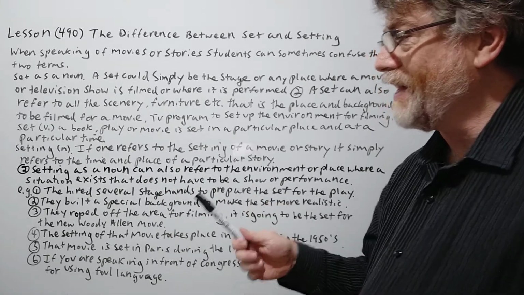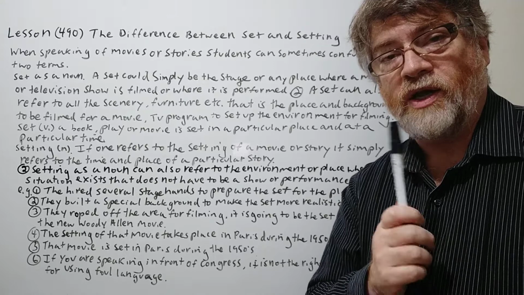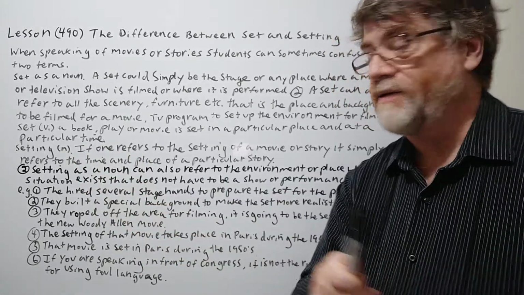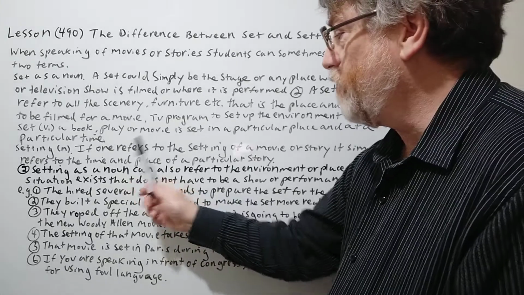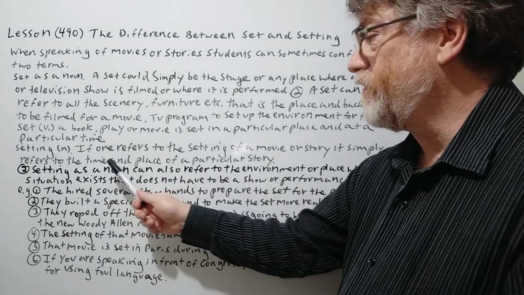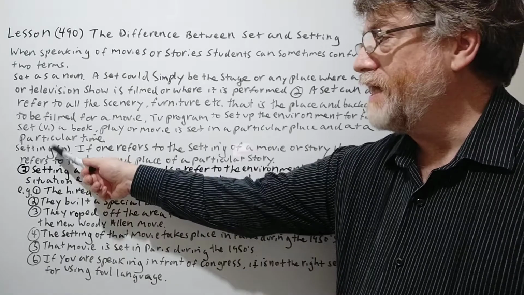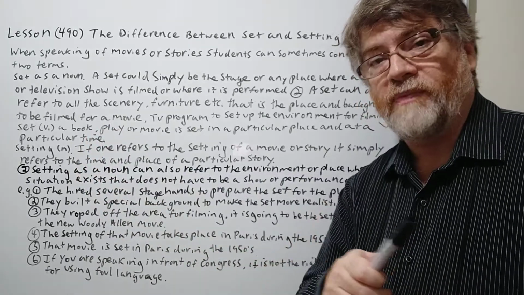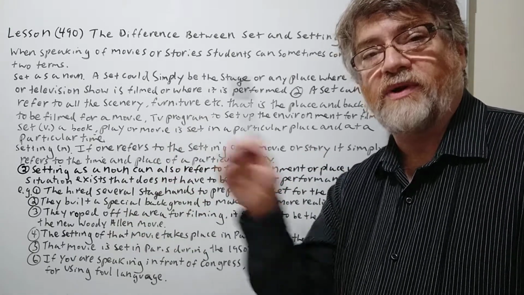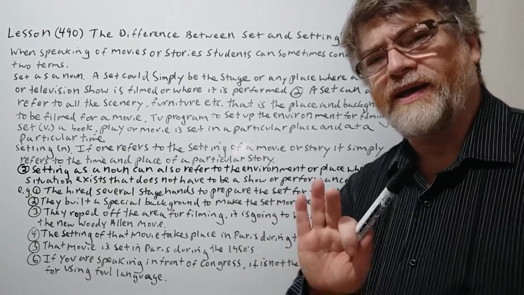All right, now let's get to setting. Now setting, technically one of the main uses of setting, is simply the noun to the verb of set. So when we say setting, if one refers to the setting of a movie or story, it simply refers to the time and the place of a particular story. So really this setting is the noun to the verb. But set as a noun has other meanings, also related to stories and filming.